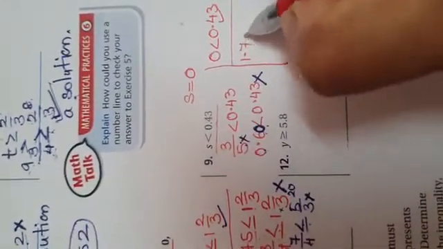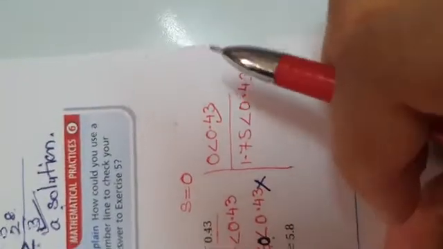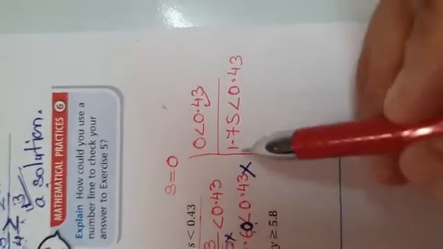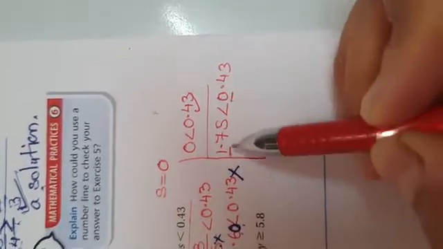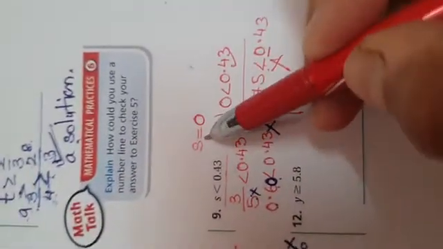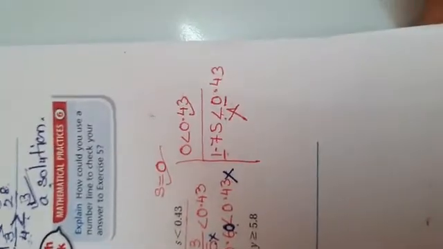What about S is equal to 1.75? Let's see. Is 1.75 less than 0.43? Is it? Of course not, because it's 1.75. You have 1 here, you have 0 here. Is 1 less than 0? Of course not. So this is also wrong. So for this question, our only solution is S is equal to 0. This is how you find out which of these answers are a solution.